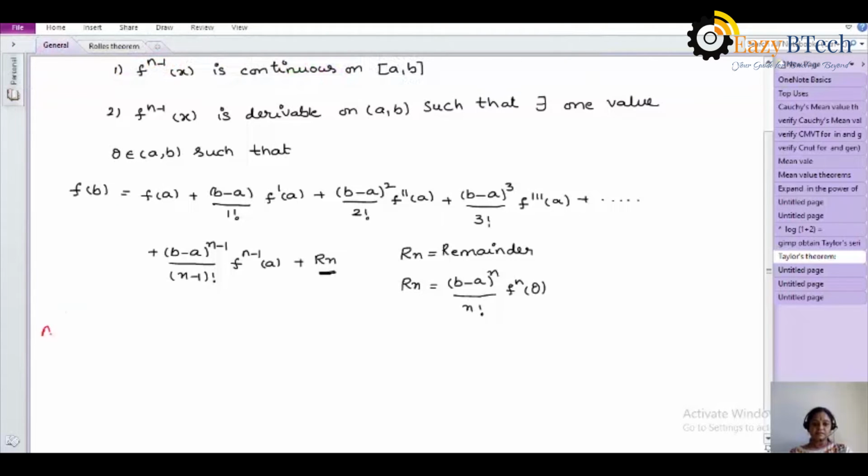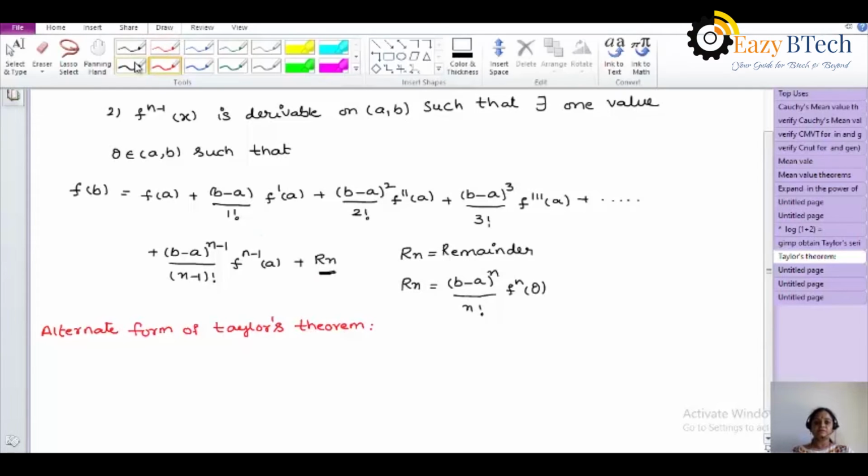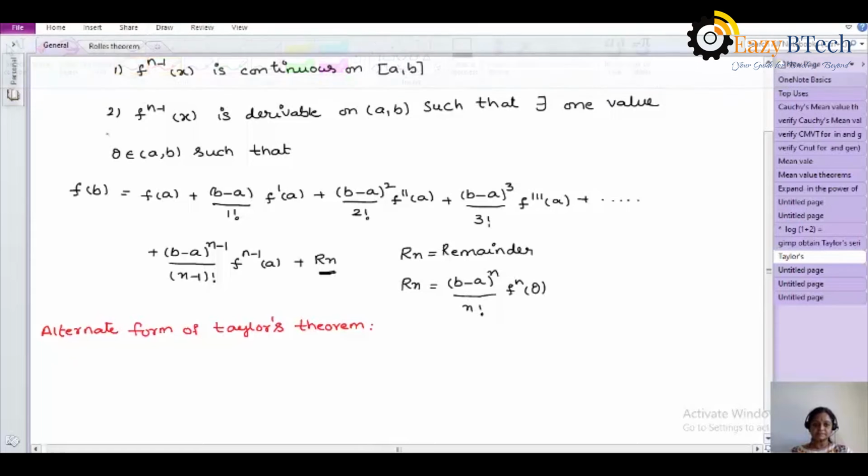Now the alternate form of Taylor's theorem. So what is the alternate form of Taylor's theorem here? The alternate form is as follows.